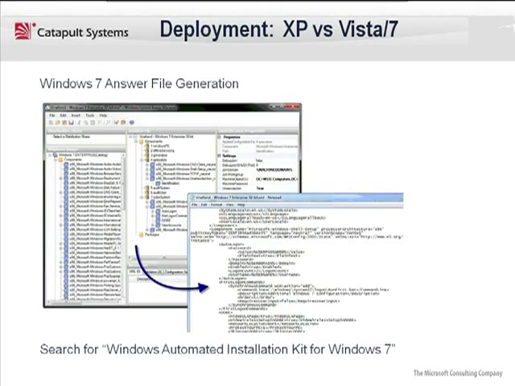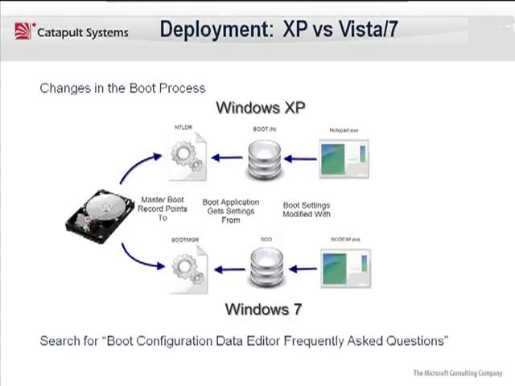Instead, in Windows 7, you use an application called Windows System Image Manager, and this tool is bundled in a package called the Windows Automated Installation Kit, or WAIK for short. WAIK is a free download from Microsoft Deployment, and it is imperative for use with Windows 7 deployment.